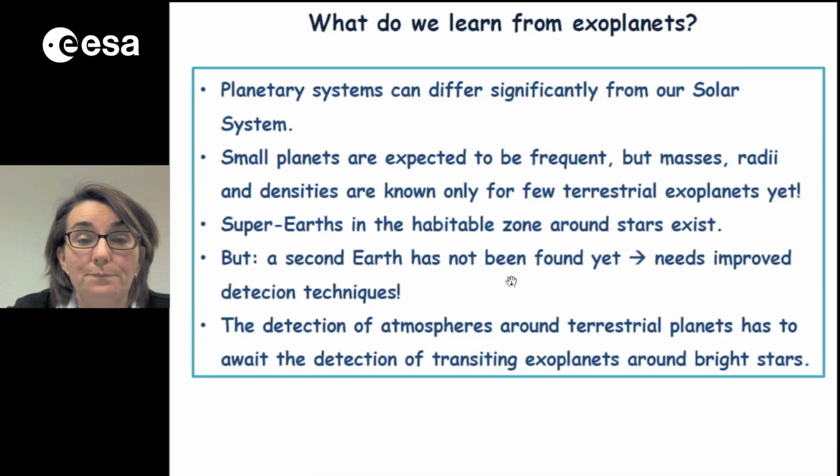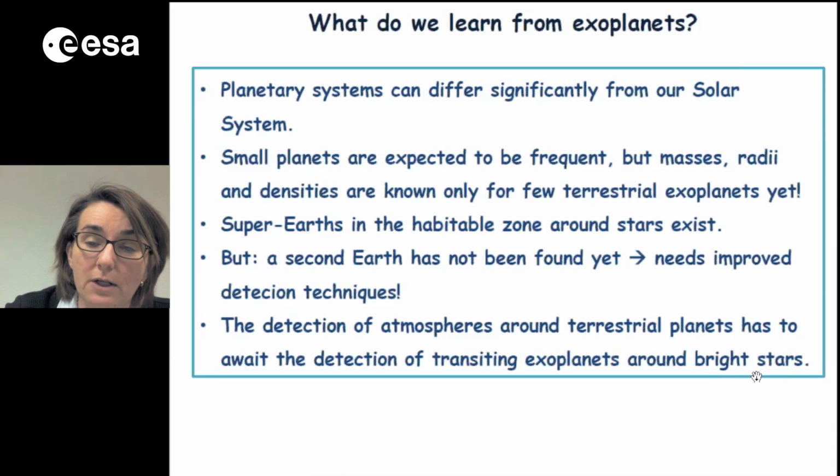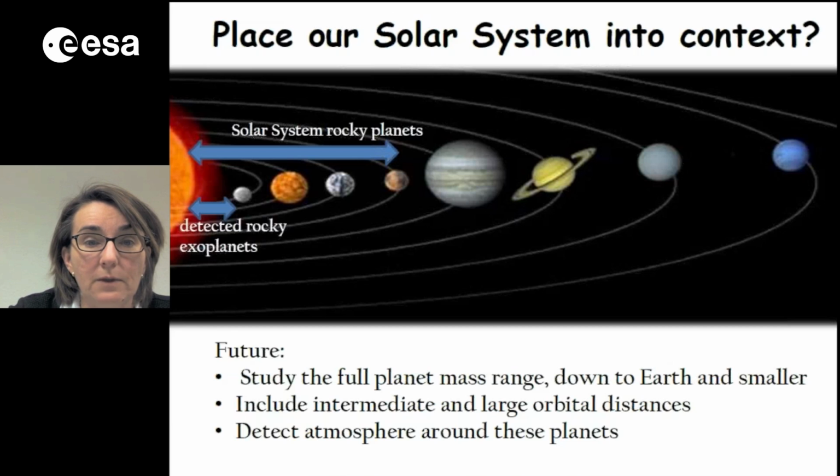But a second Earth, that means terrestrial planets in the habitable zone of solar-like stars, has not been found yet. This is something that needs improved detection techniques. And the detection of atmospheres around terrestrial planets has to await first the detection of such transiting planets, but around bright stars, which are sufficiently bright to give us a signal-to-noise ratio where these measurements can be made.